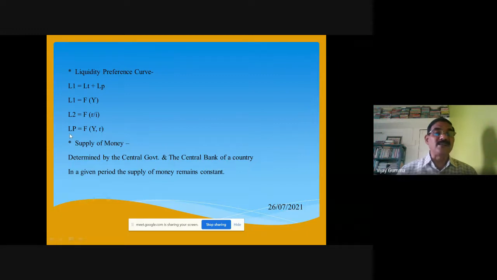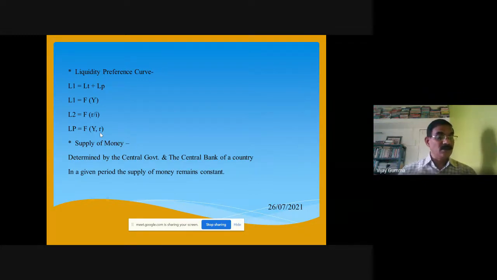Demand for money for transaction and precautionary motive depends upon the size of income of the people, and demand for money for speculative motive depends upon the rate of interest. Demand for money for transaction and precautionary motive is interest inelastic, but the demand for money for speculative motive is interest elastic. The demand for money for speculative motive is sensitive to the rate of interest prevailing in the market.